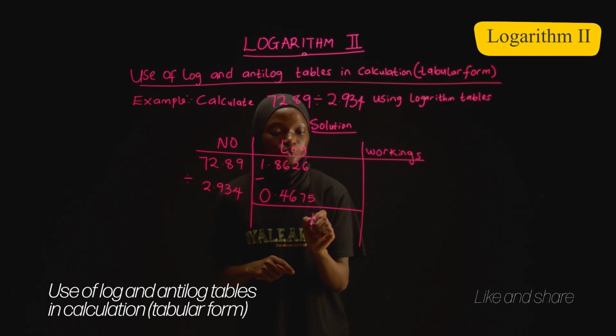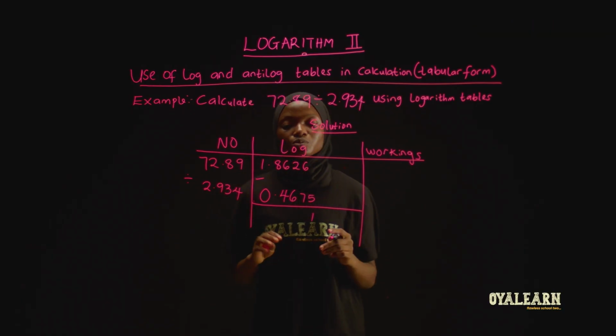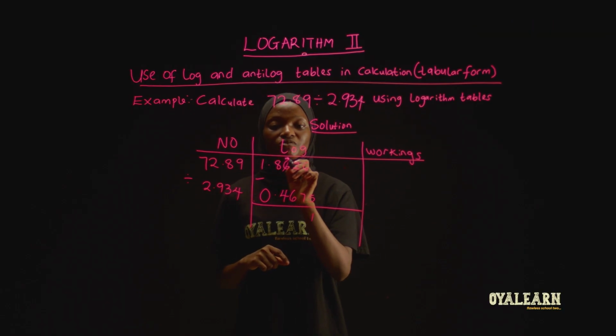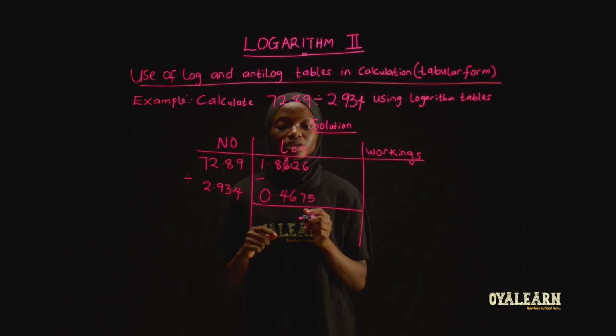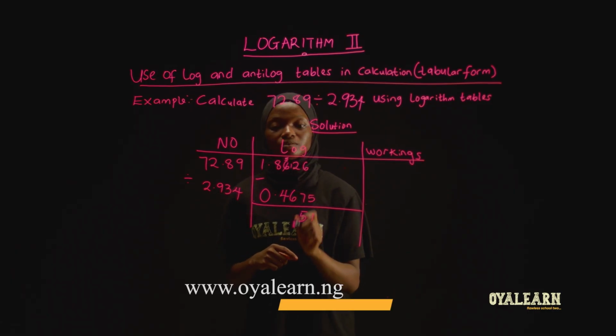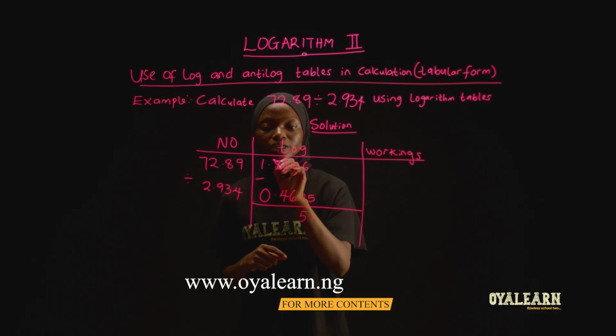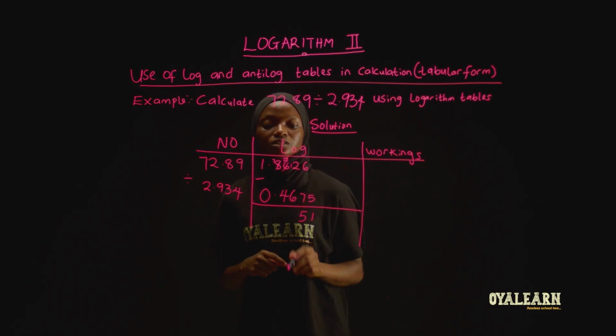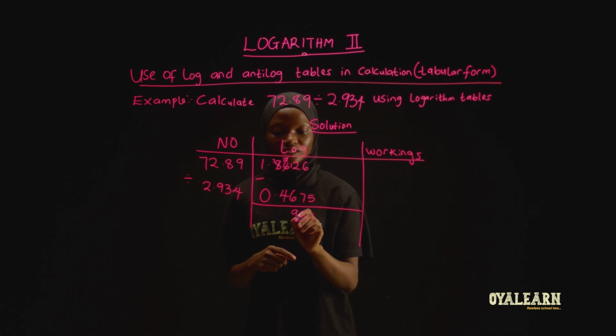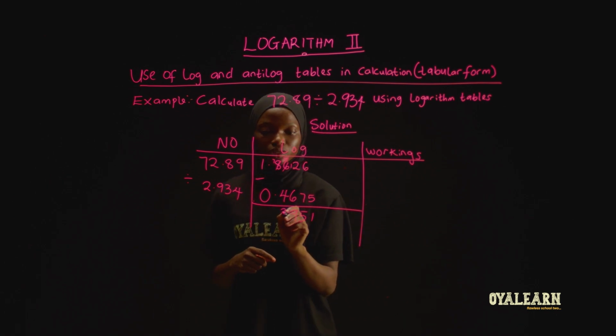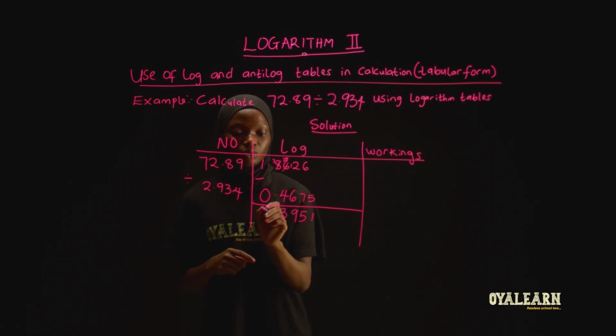6 minus 5, that's 1. What's take away 7 from 2? That's not possible, so we borrow 1 from 6, that becomes 5. Then this becomes 12. 12 minus 7, 5. What's take away 6 from 5? That's not possible. We also borrow again. This becomes 7, this becomes 15. 15 minus 6, we have 9. 7 minus 4, 3. 1 minus 0, 1.